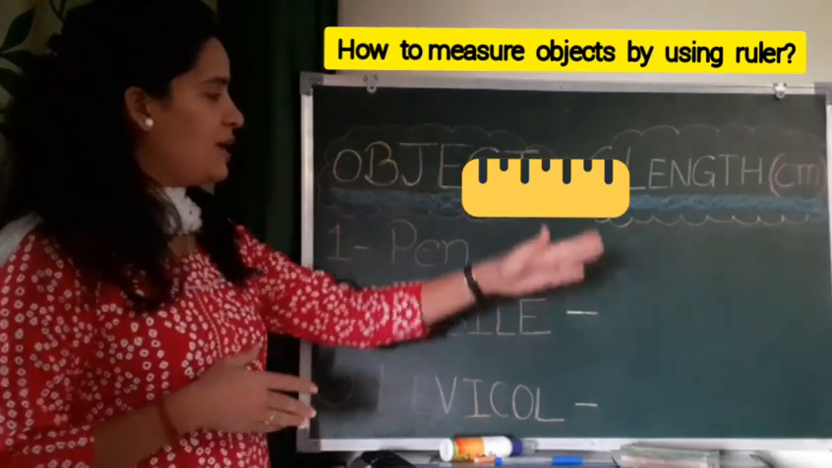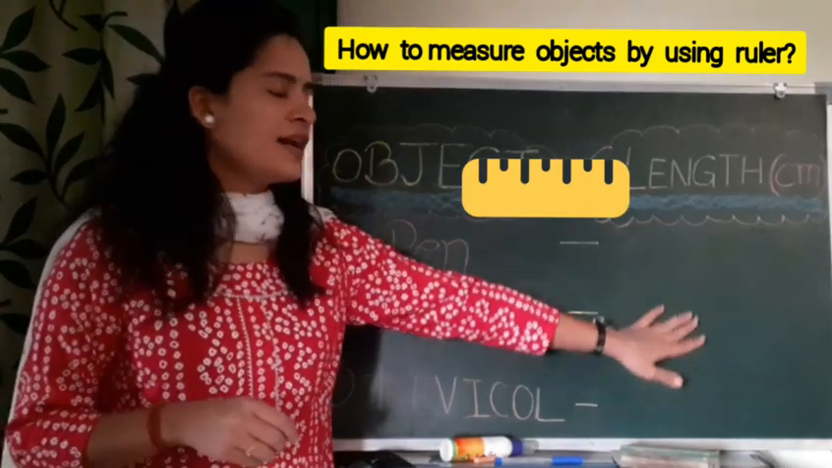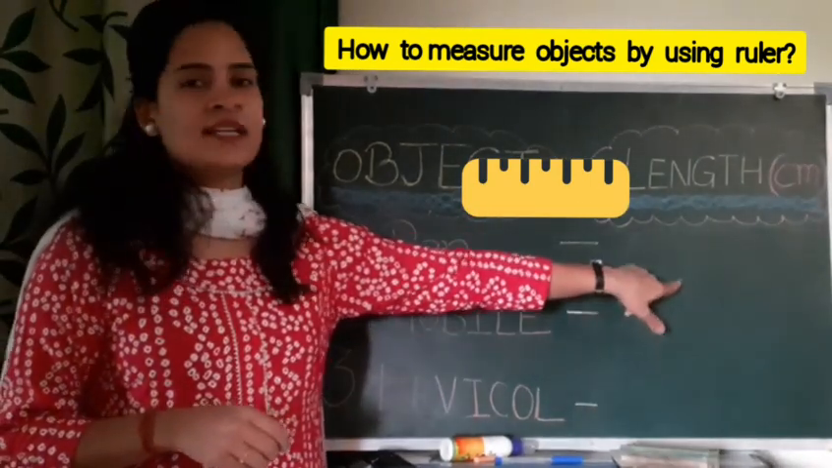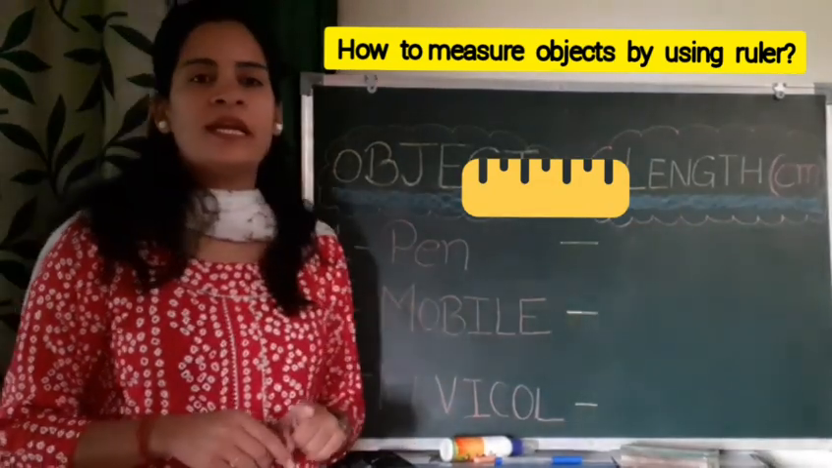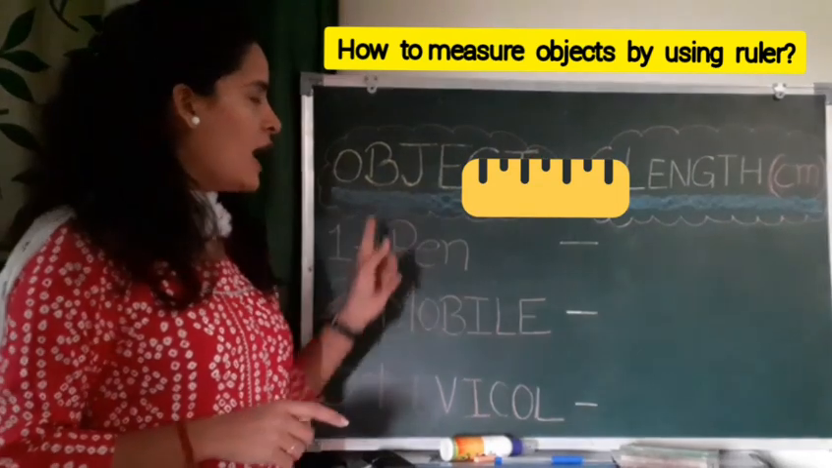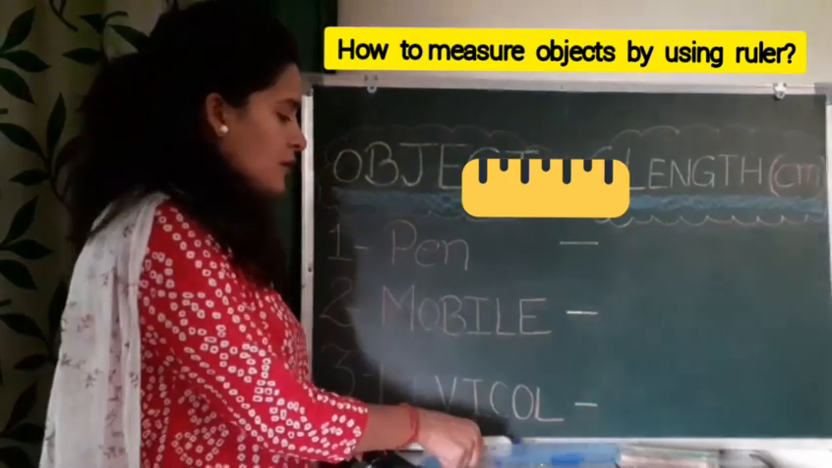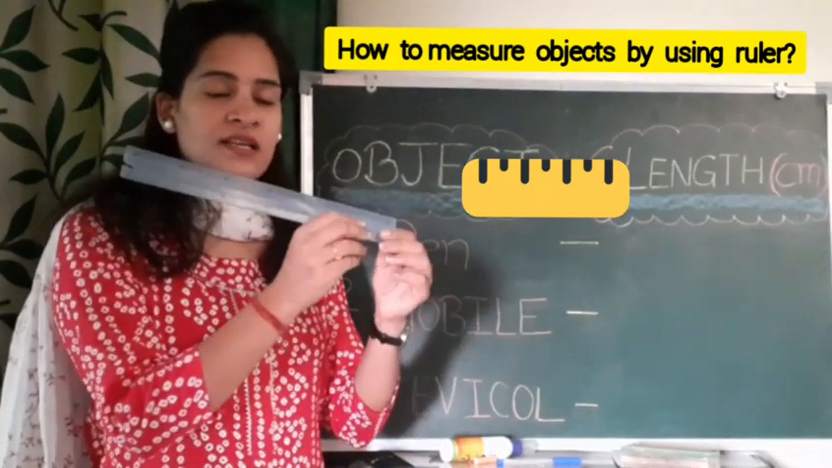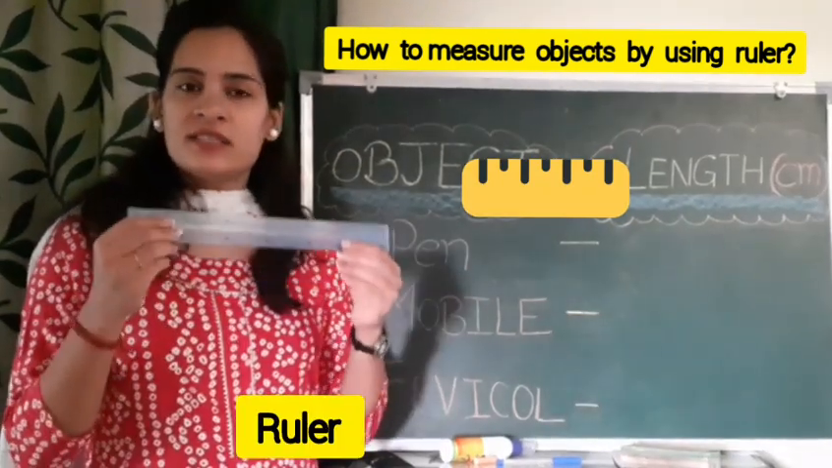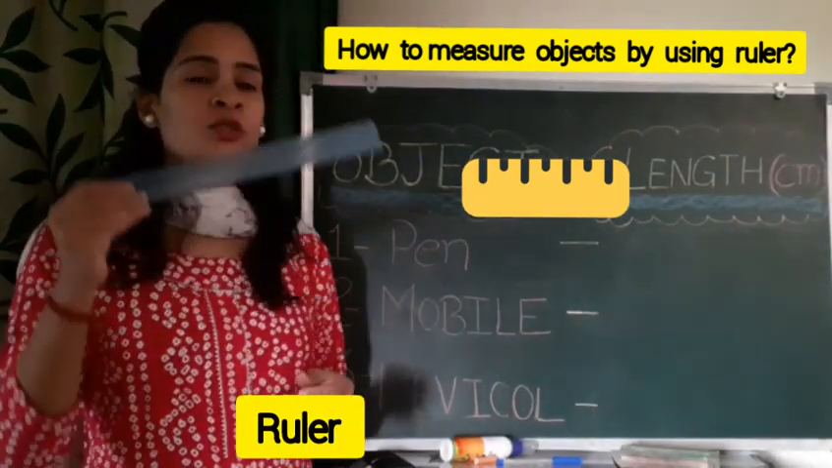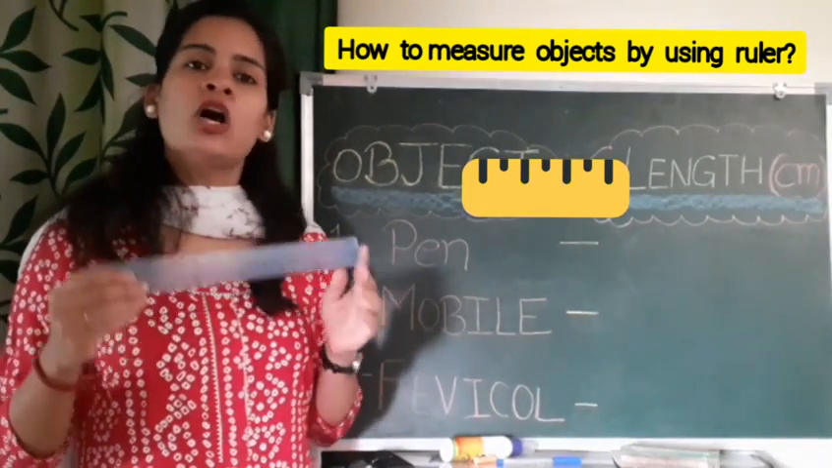Now I will measure the length of these objects to understand this better. First I have made this chart. Here I have written some objects, and here I will write the length of these objects, and all the lengths will be in centimeters. And how will I measure the length of these objects? By using this. Have you seen this? Yes, this is a ruler. We use this ruler to measure the length of an object.